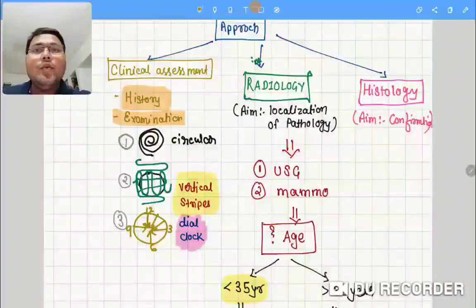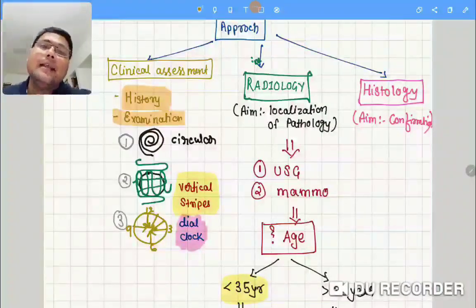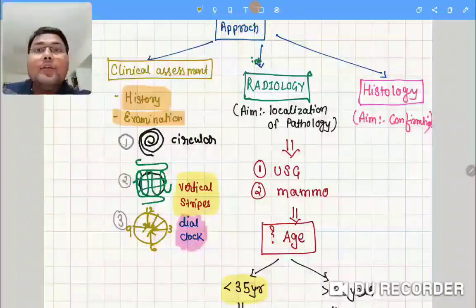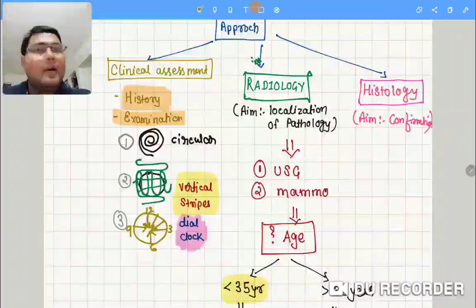After examination, you have to prove which type of swelling this is. Is this a malignant or a benign swelling? You have to prove that. For that, you have to go for a tissue diagnosis. Tissue diagnosis means by FNAC or by a true cut biopsy.